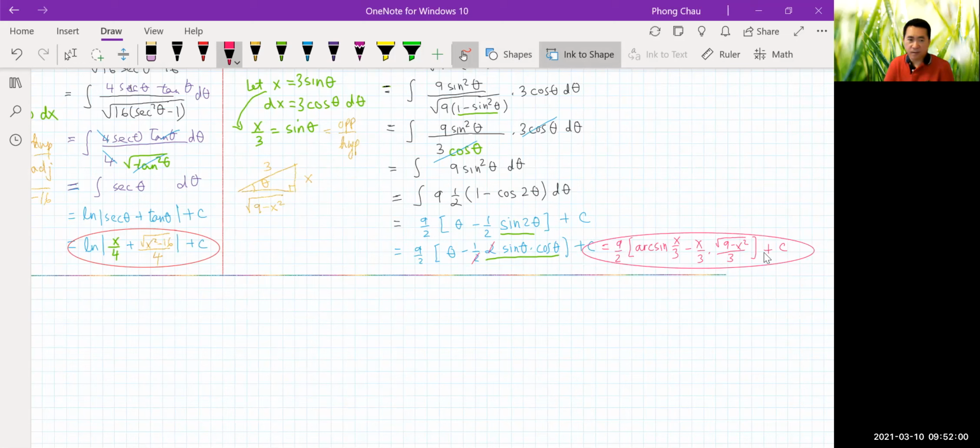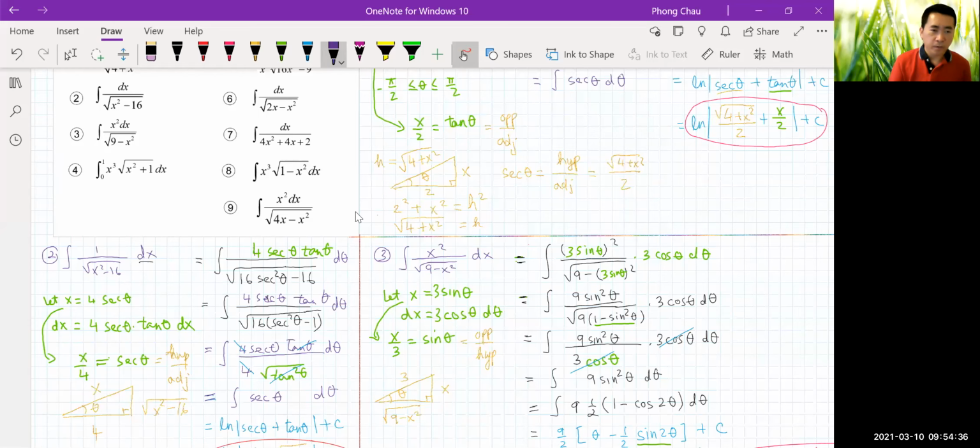Right? So that is the solution. Now let's look at example 4. The integral from 0 to 1 of x cubed times the square root of x squared plus 1. Notice this is a definite integral, right? So your answer is not just a function. It will be a numerical value representing the area.